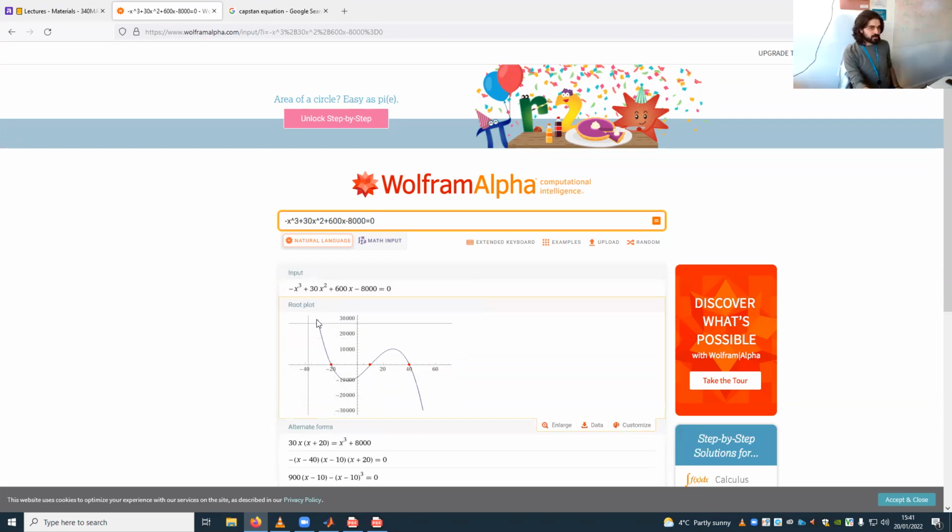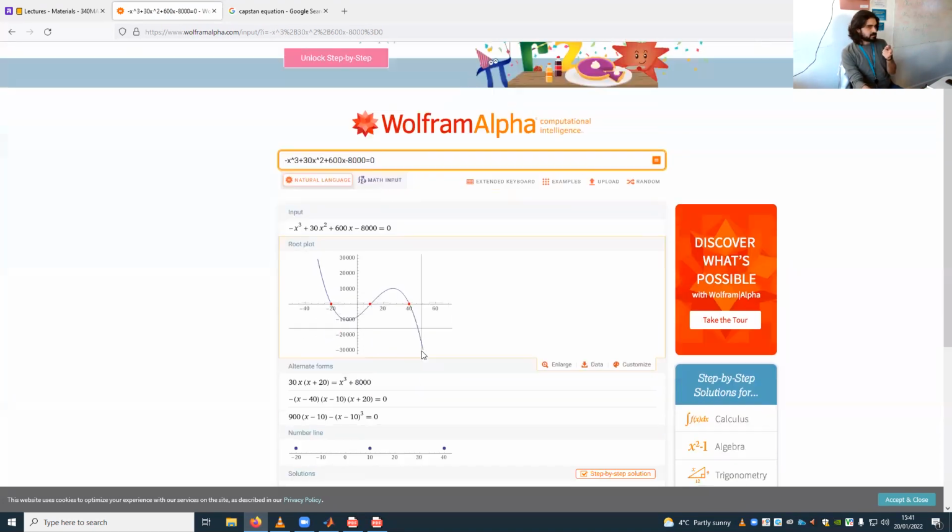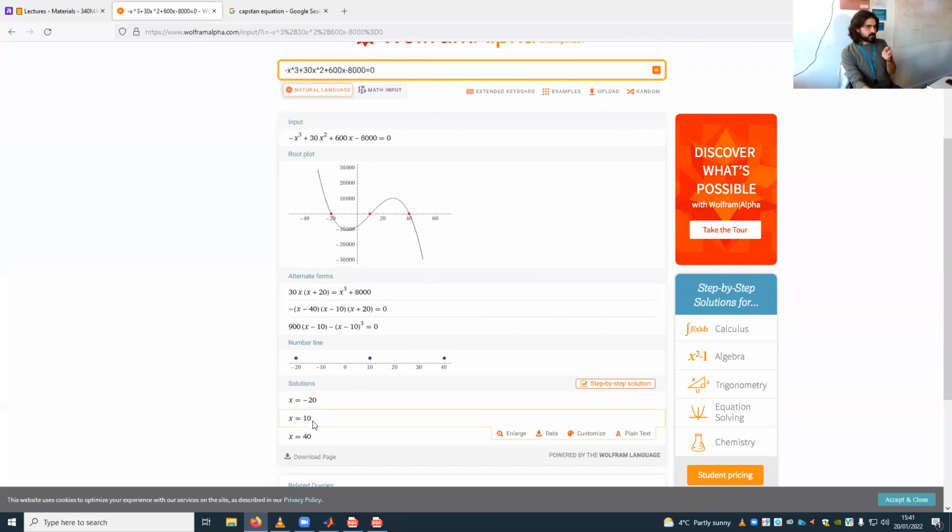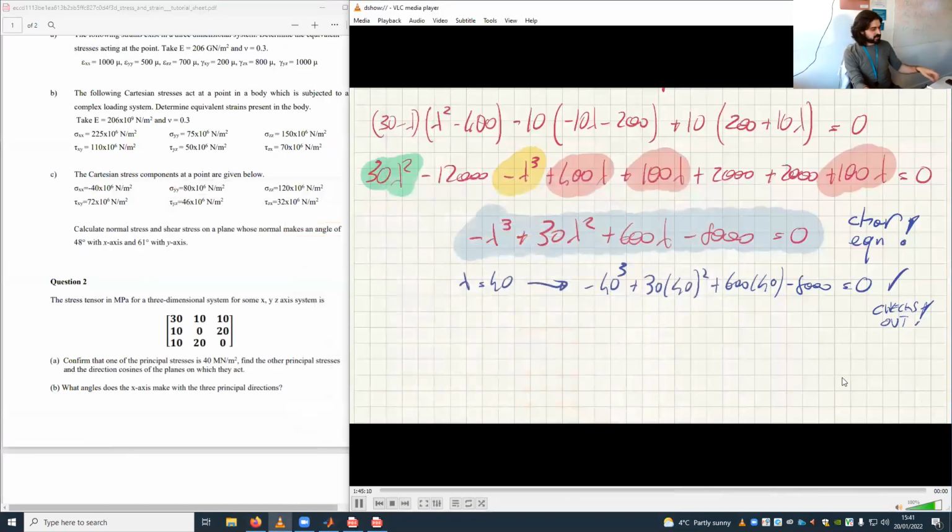See, this is the cubic polynomial, and it has 3 roots. So it passes through the x-axis 3 times. At minus 20, this should be 10. And at 40, see, that's 40. So the solutions are minus 20, 10, and 40. You can find this easily. But if you want to find this by hand, how do you do this?